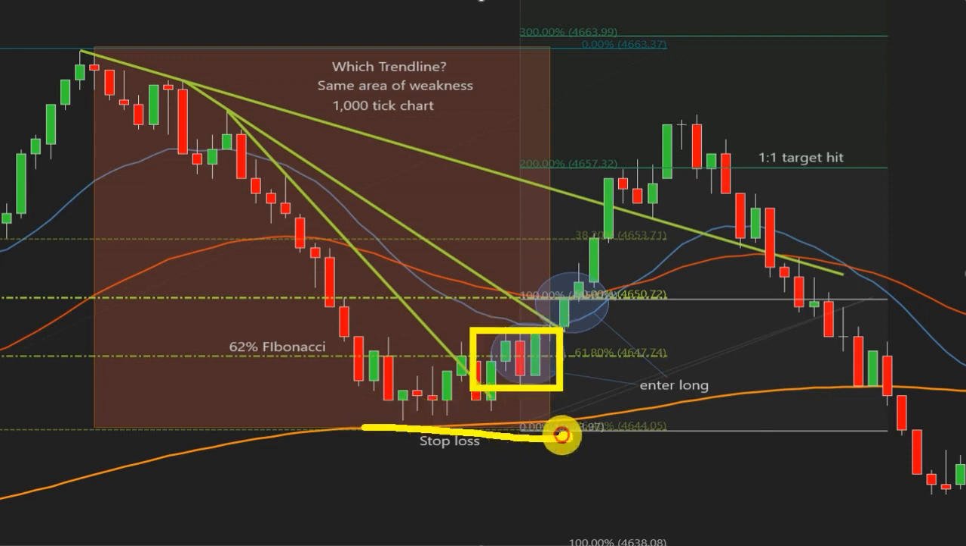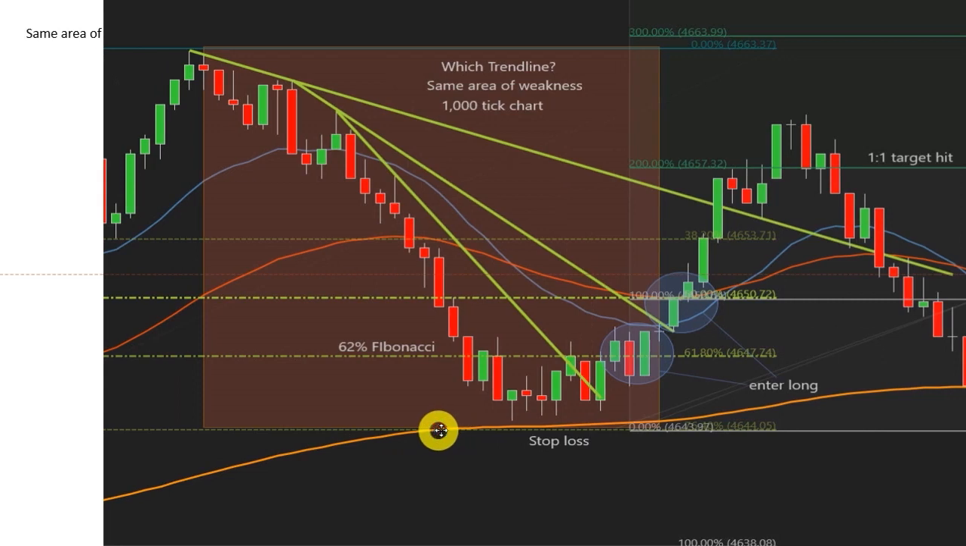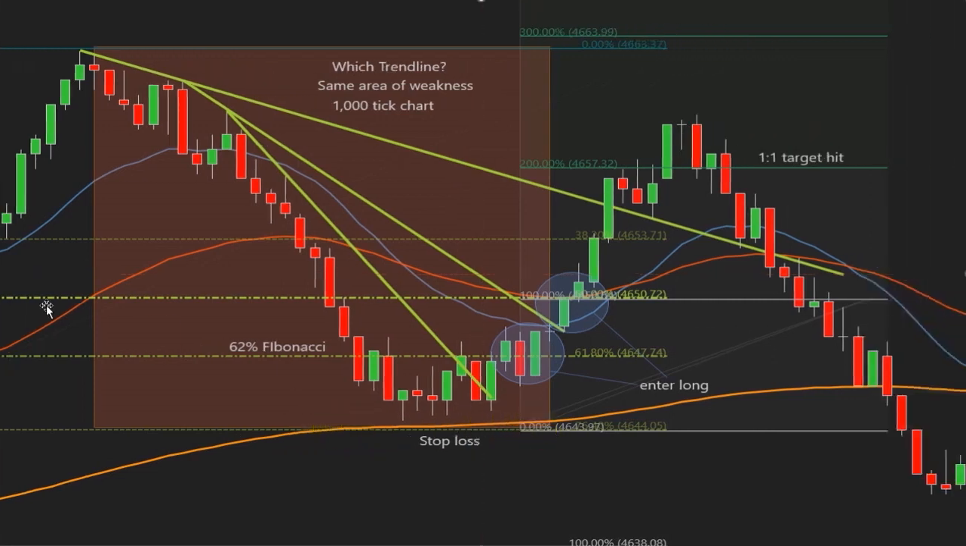stop loss is under the pivot. Let's say we get an entry up higher. That's where we got the entry on this example. We still get a 1-to-1 target hit on this. Okay, so it's all good on this particular one here. But price is still kind of strong. It's above the 200. It's above the 20 on the 10,000 tick chart, and it is in an area of momentum still.